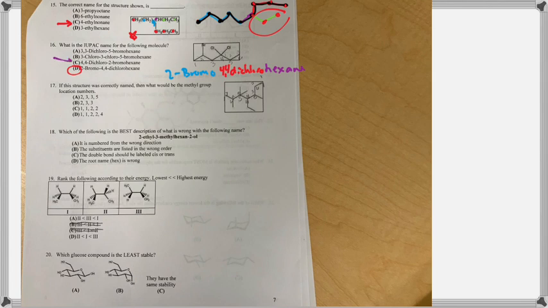There is the possibility of saying C because that has the same numbering. Why is C wrong? Alphabetic. Our substituents need to go in alphabetical order. B comes before C in the alphabet, so we're going to do 2-bromo.